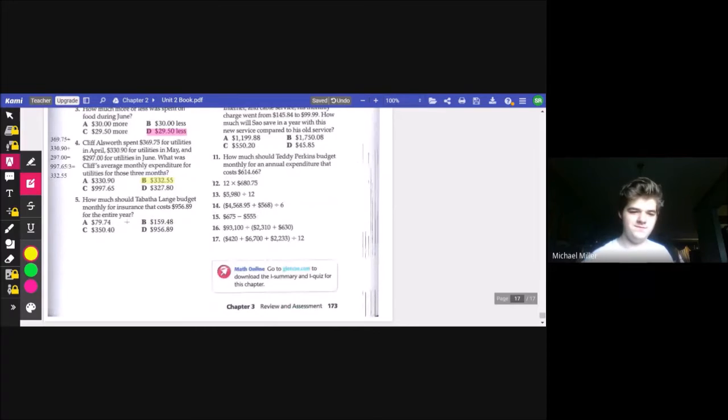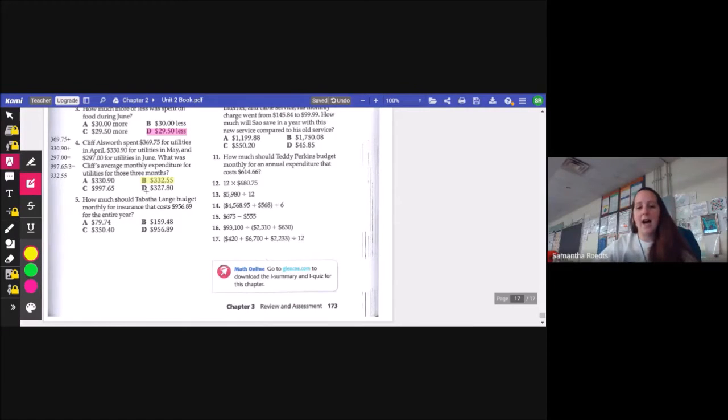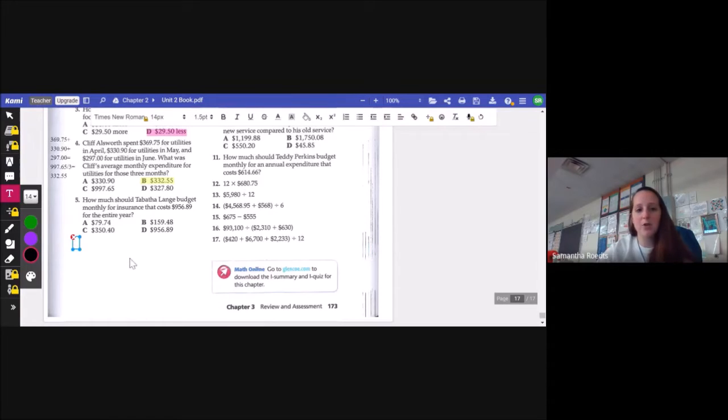Number 5 was how much should Tabitha Lang budget monthly for insurance that costs $956.89 for the entire year? There are 12 months in a year, so I'm going to take the $956.89 and divide that by 12, because she's paying the $956 for the year. When I divide that, I get $79.74. So that's letter A.